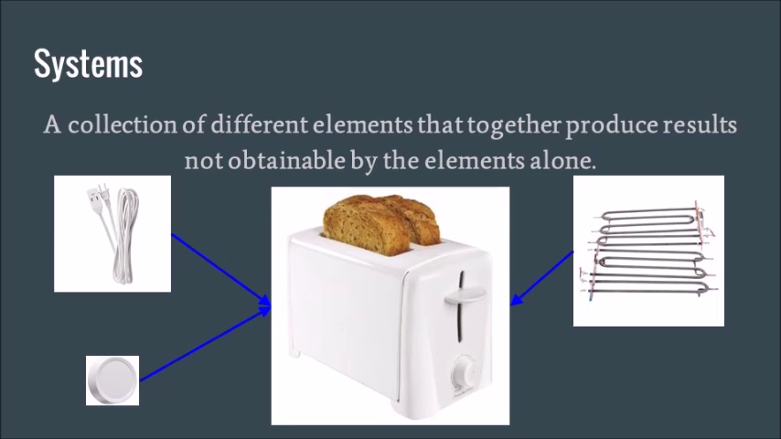In order for everyone to understand what systems engineering is and what systems engineers do, it's important to understand what a system is. So, what is a system? A system is a collection of different elements that together produce results not obtainable by the elements alone. So, then what is an element? An element can be a lot of things.